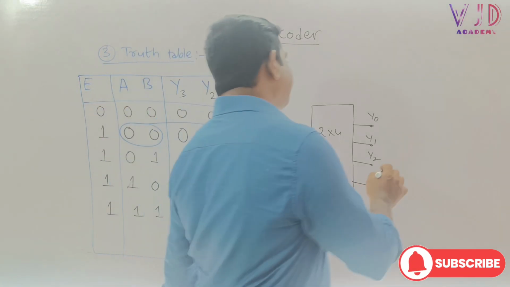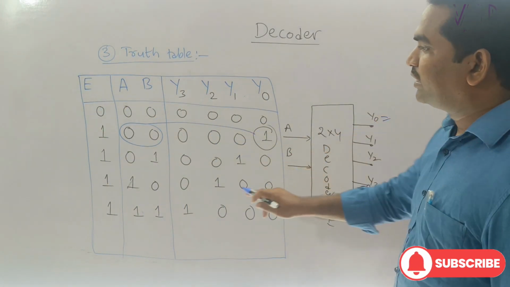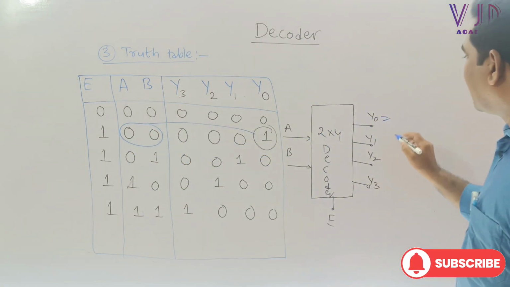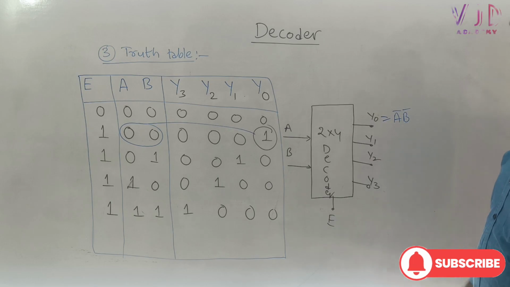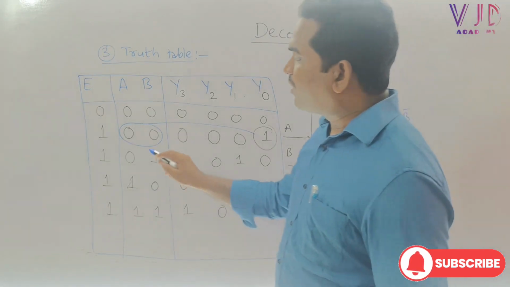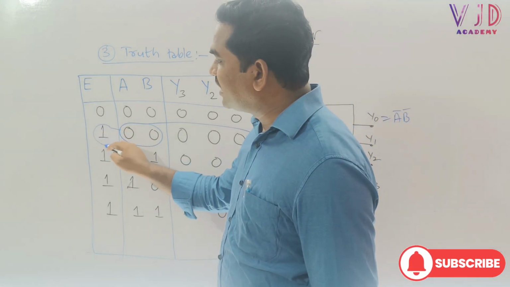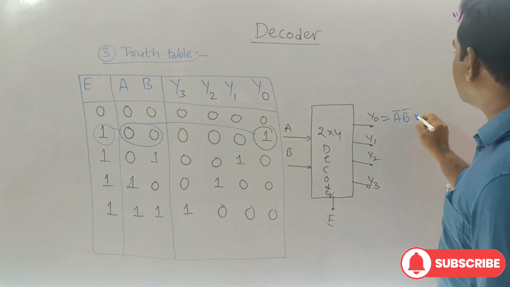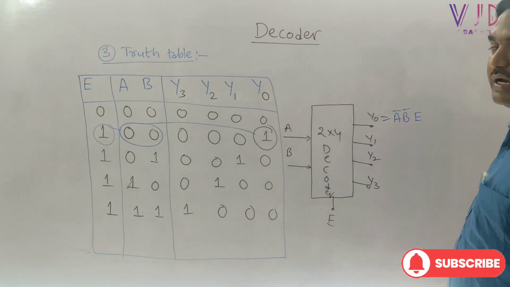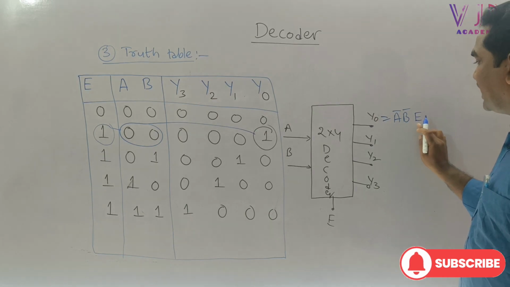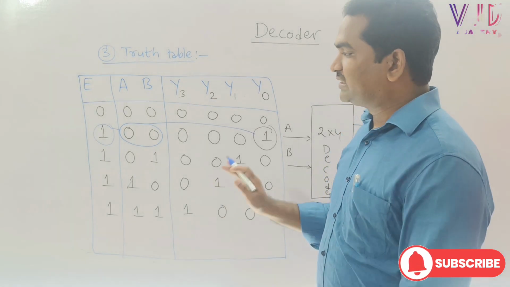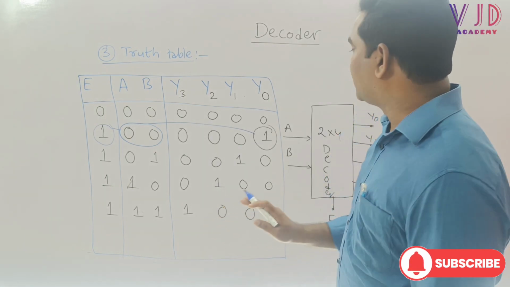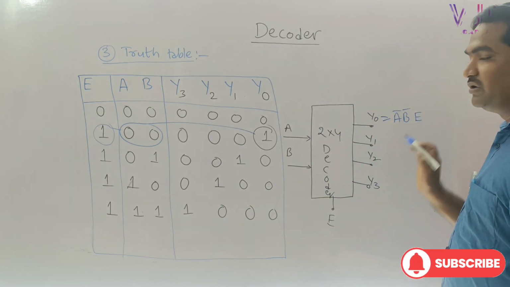What are those two inputs? We can say Y0 equals A0, B0. Can I say that A bar and then B bar? Yes, A bar, B bar. And now I want to write the enable input also: A bar, B bar, E. Sir, there is no need of putting enable, but just for the sake of understanding I am putting it; even the original expression is A bar into B bar.